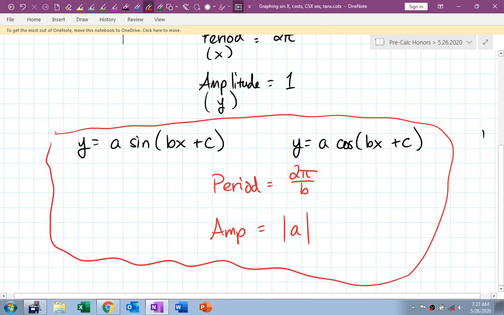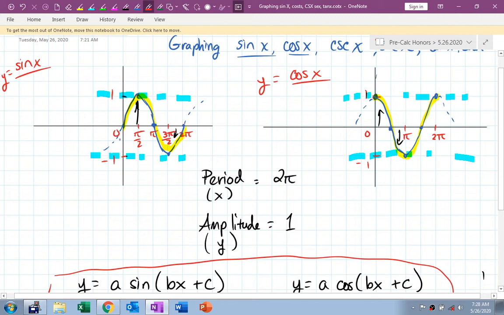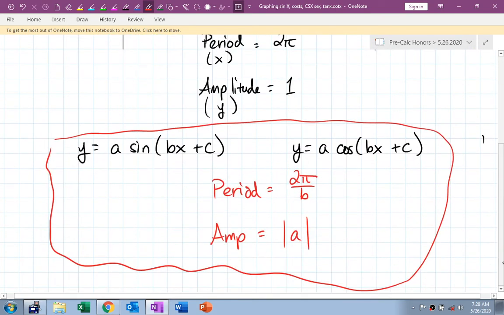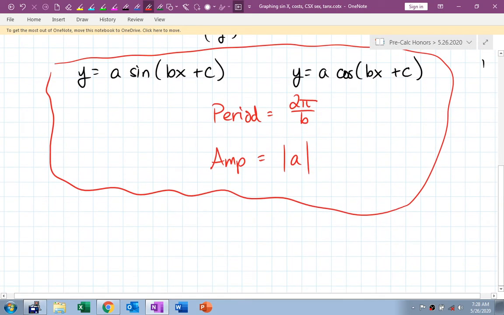Okay, so let's use them. Let's determine the amp and period. We'll do 3 of them, and then we'll start sketching these things. Everything's going to be based off the general shape, which is what we did above. Sine starts on the 0, ends on the 0. Cosine starts on the amplitude, ends on the amplitude. So we're going to use this.